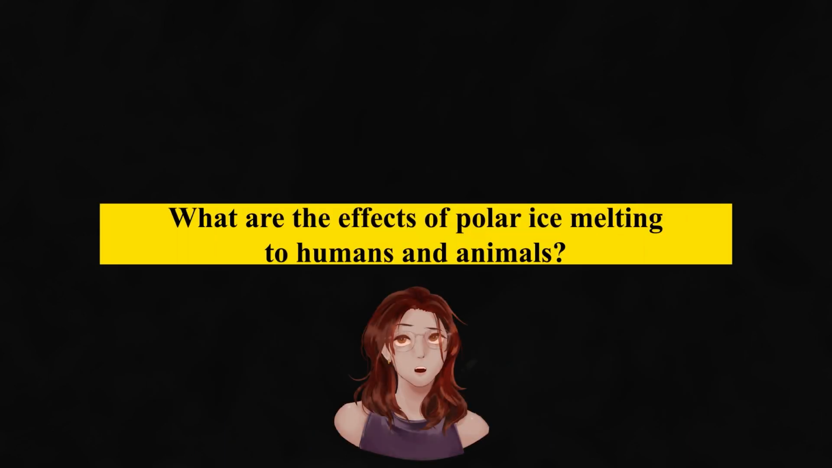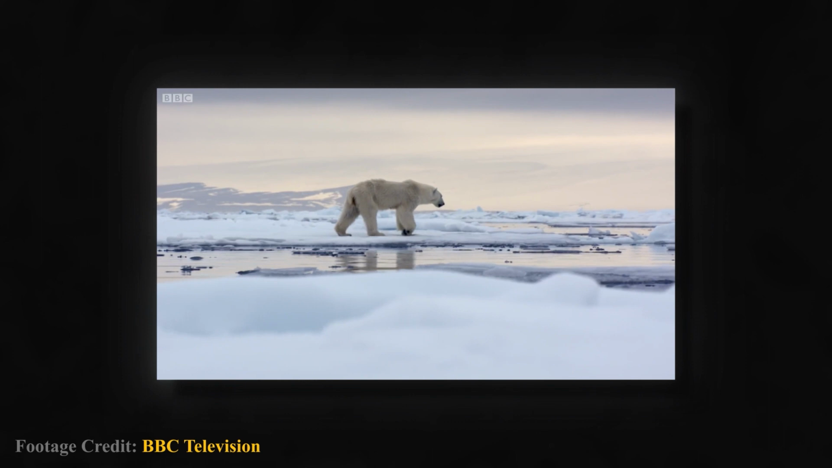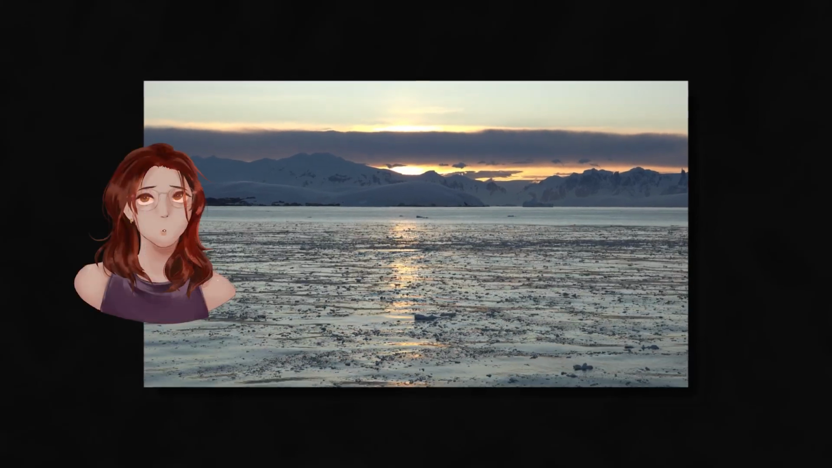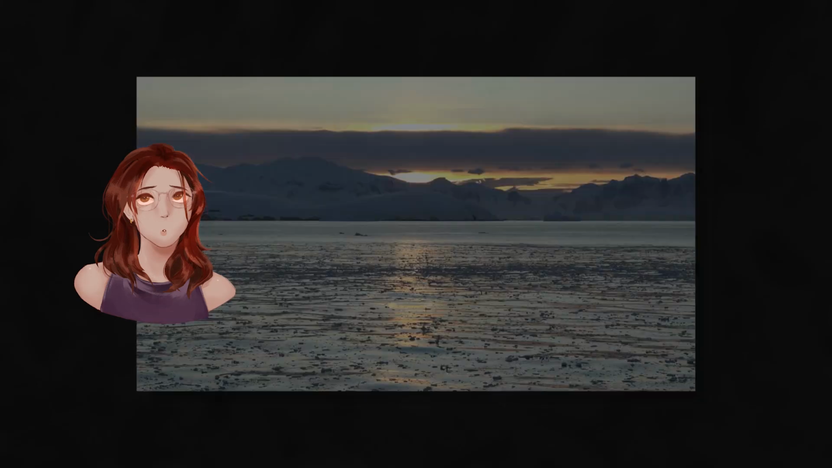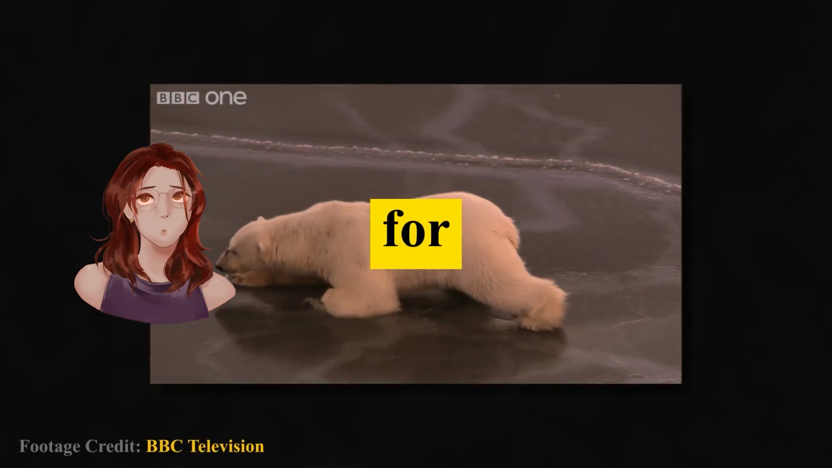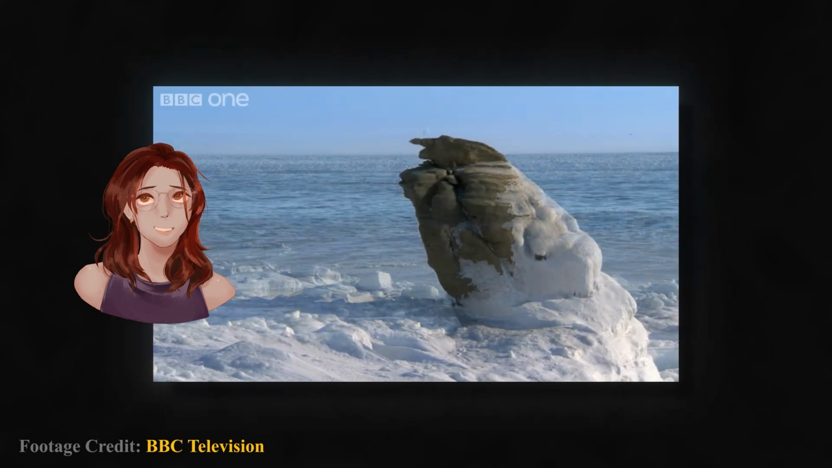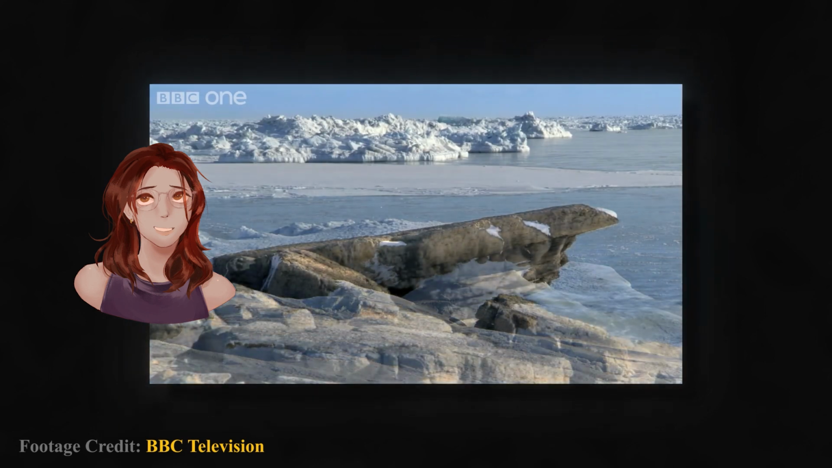What are the effects of polar ice melting in humans and animals? Interruption of migration to animals. Because this can lead to a loss of habitat for many animals that live in the polar regions, as well as disruption to their usual migration patterns. Many polar animals use the polar ice caps as their habitat and a source of food. They rely heavily on the ice caps for survival. When the ice cap starts to melt, it can disrupt the usual migration patterns of these animals as well as their ability to find food.